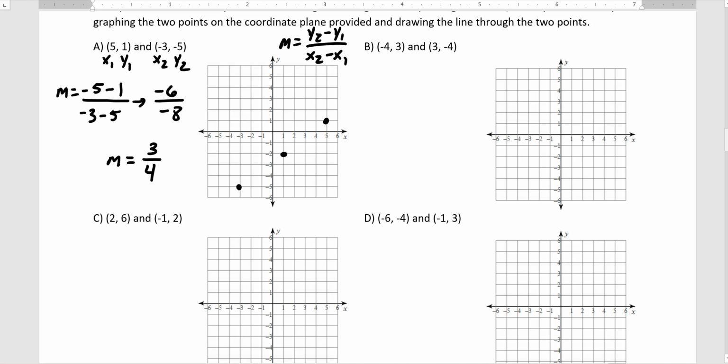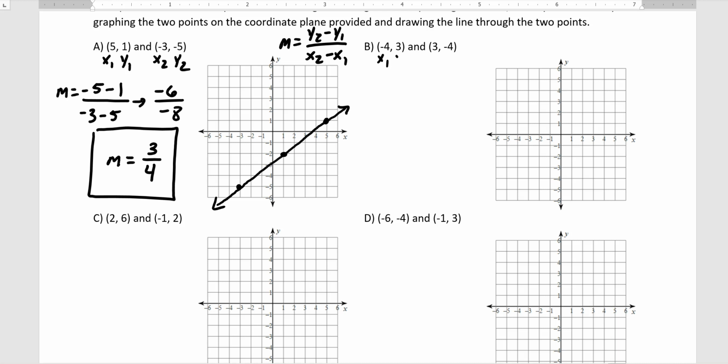Fantastic. All right, and then it asks us to draw a line through these points because we just calculated the slope of this line. The slope of that line is 3/4. Up 3, right 4. Very nice. All right, let's try another.